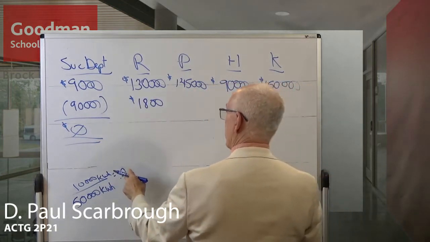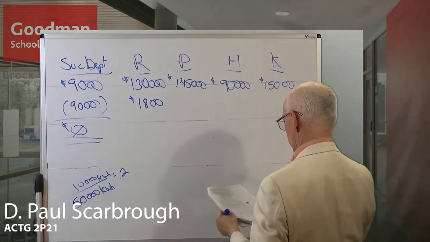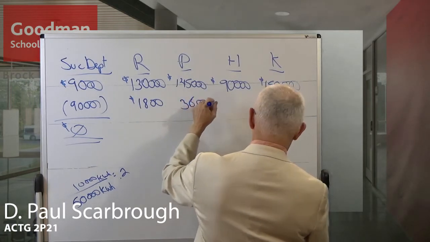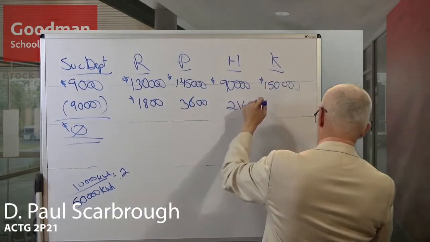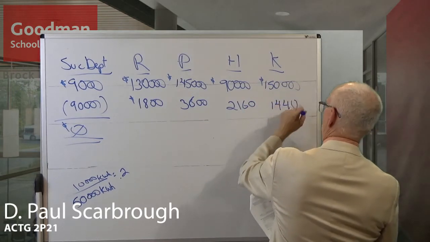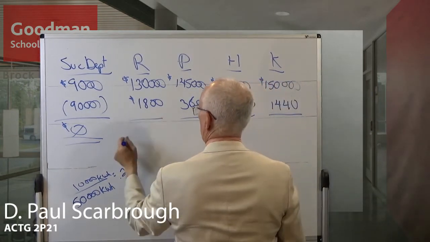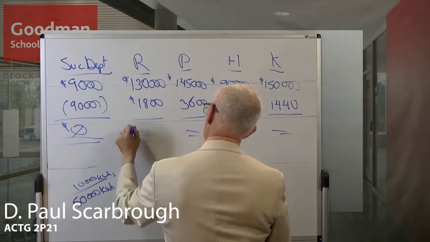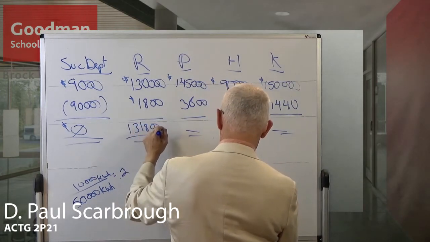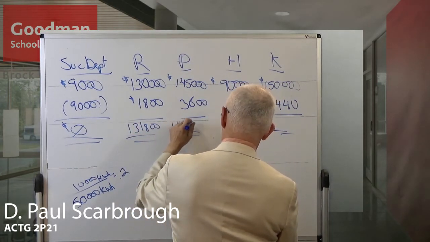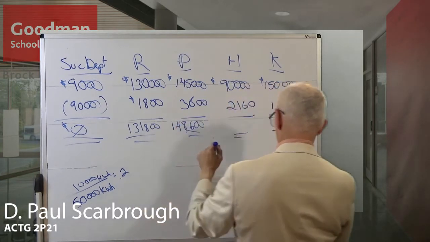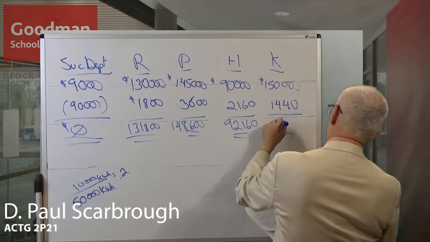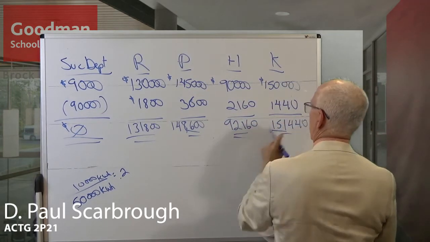And we'll recompute a new fraction for each one of these based on the kilowatt hours, and we'll end up with $3,600, $2,160, and $1,440. Adding that, 131.8, 148.6, 92.160, and 150.1440. Okay, what is this?